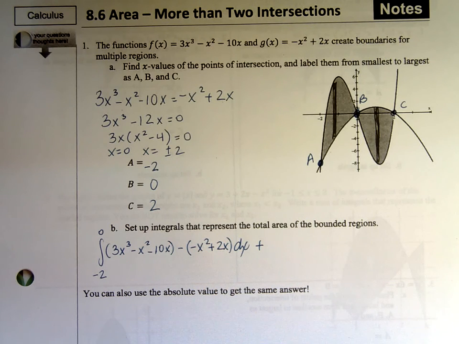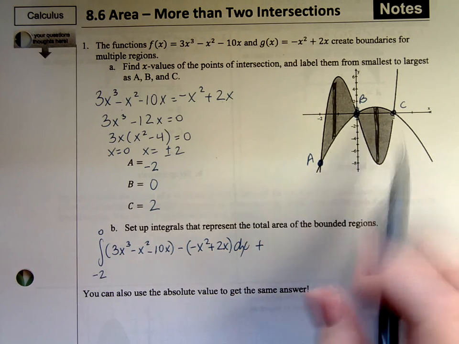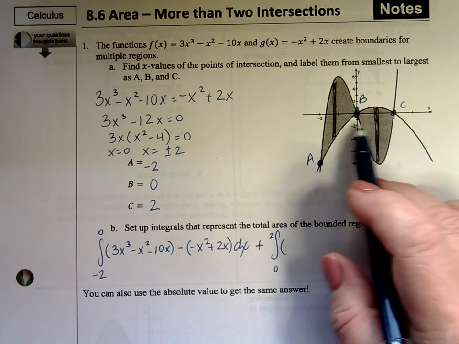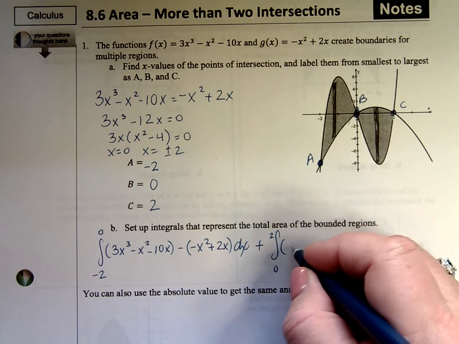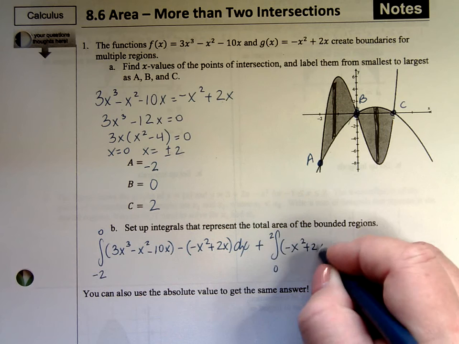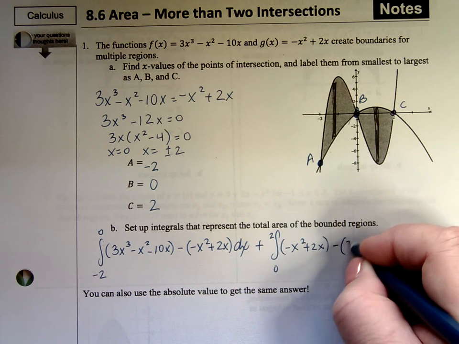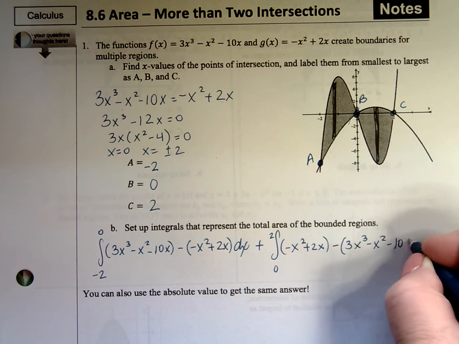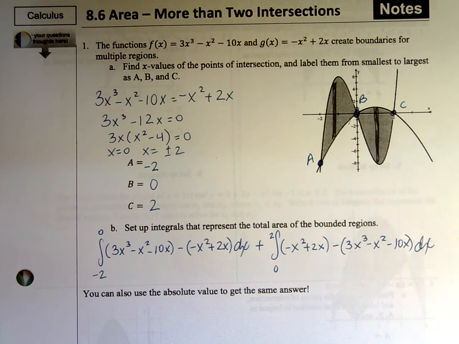Go into the second area. Now this one goes from 0 to 2. So I have an integral from 0 to 2. And this time my parabola is on top, negative x squared plus 2x. And on the bottom is my cubic, 3x cubed minus x squared minus 10x dx. And that's it. That's all you have to do.